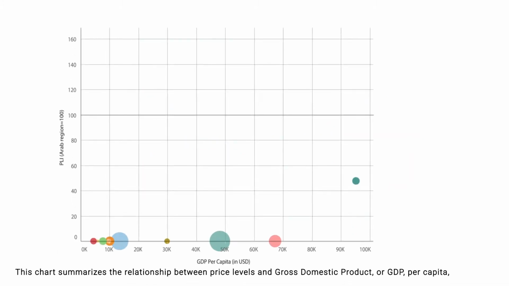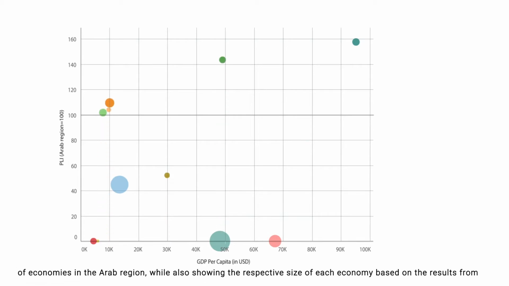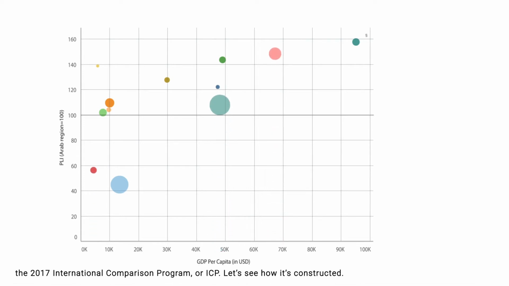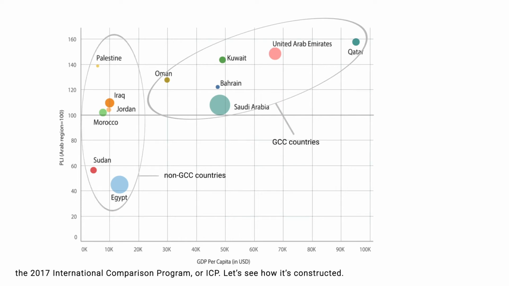This chart summarizes the relationship between price levels and gross domestic product, or GDP per capita, of economies in the Arab region, while also showing the respective size of each economy based on the results from the 2017 International Comparison Program, or ICP. Let's see how it's constructed.